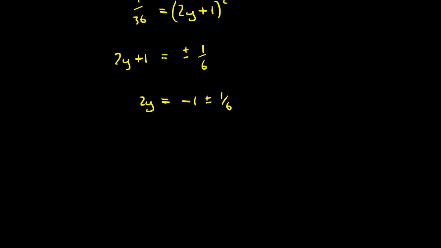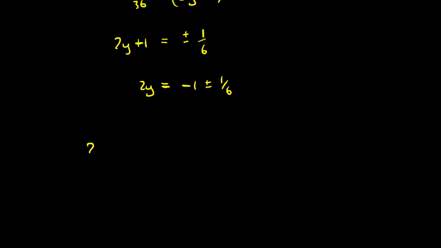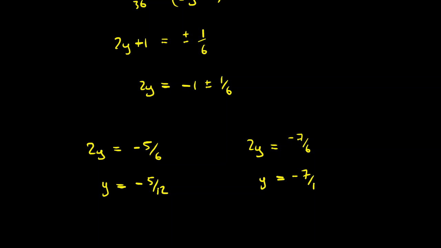Okay, well, I'm just going to slow it down at this point. I'm going to say, therefore, I've got two options. 2y is either equal to -1 plus a sixth, which is -5/6, or 2y is equal to -1 minus a sixth, which is -7/6. And so therefore, y is equal to -5/12, or y is equal to -7/12. And those are my two final answers.